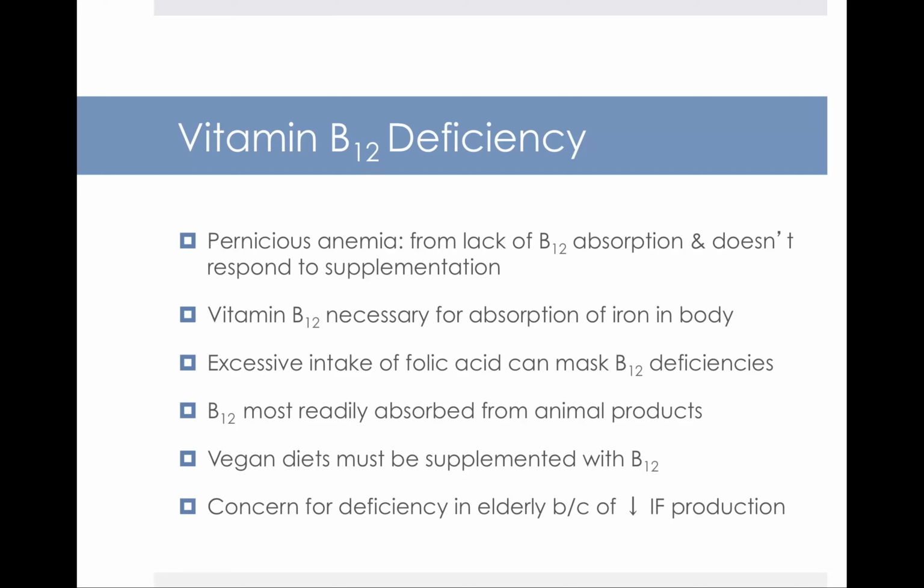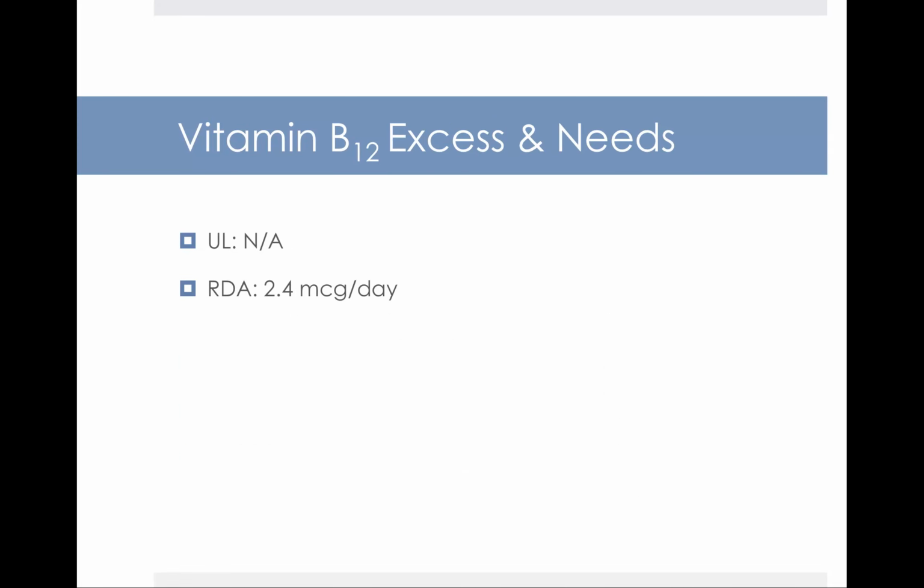That's the one that vegans have to supplement with. We're concerned about elderly people being at higher risk for deficiency because the older you get, the less gastric secretions you make and the less intrinsic factor you make in your stomach. If you don't make a lot of intrinsic factor, then it goes without saying that you're not going to be able to absorb a lot of B12.